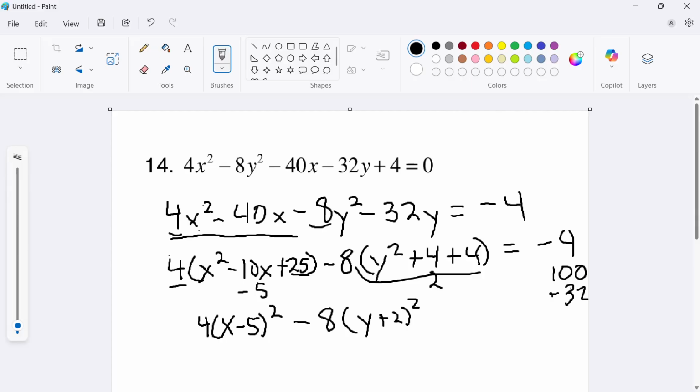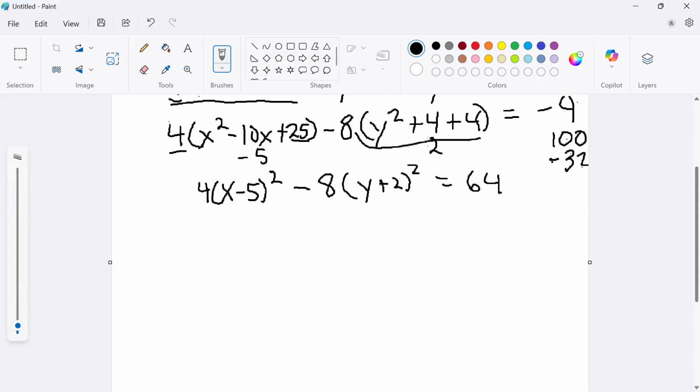So now on the right side, it's going to be a positive number, so I know this is a horizontal hyperbola because the x squared term is positive. 100 minus 32 minus 4 is 100 minus 36, which is 64. And now I know it's a horizontal hyperbola, so I have to divide all the terms by 64. So then it's going to equal 1.